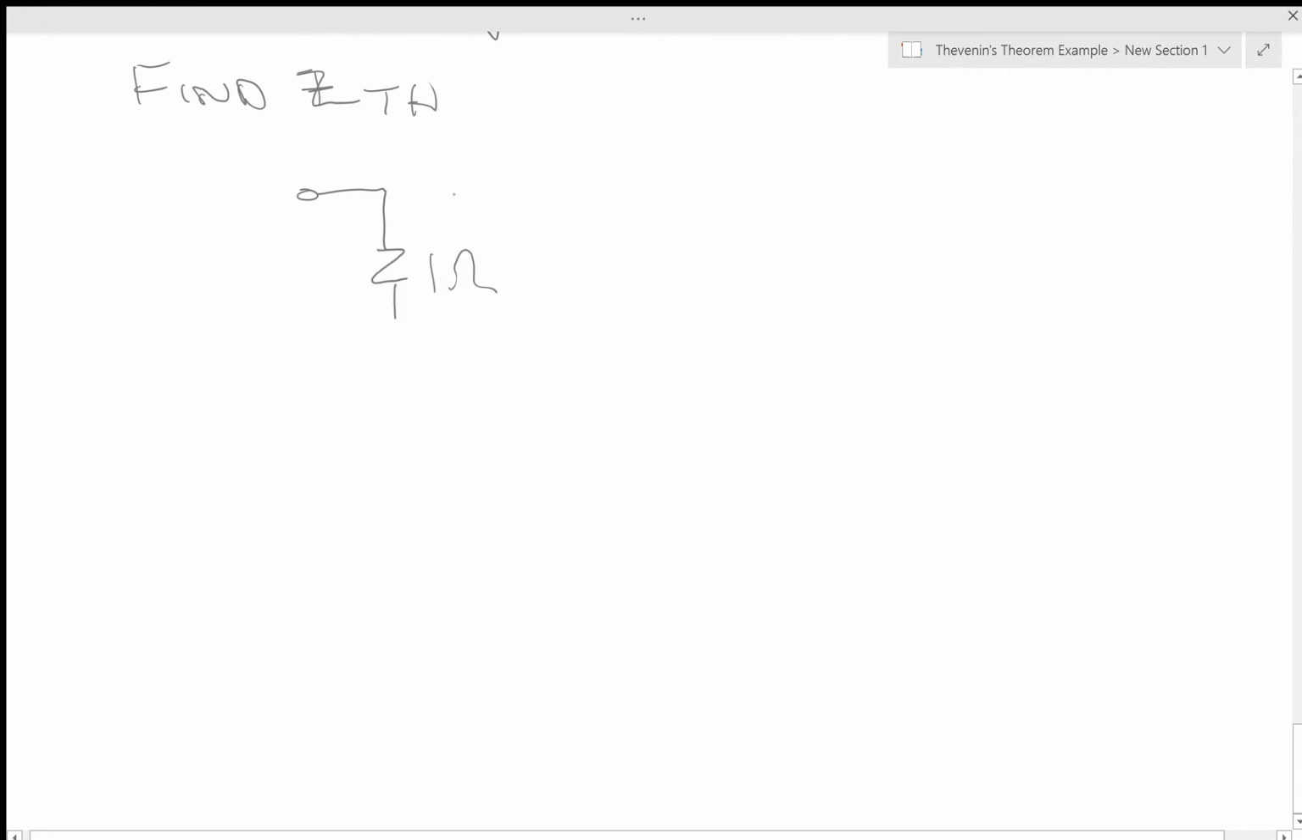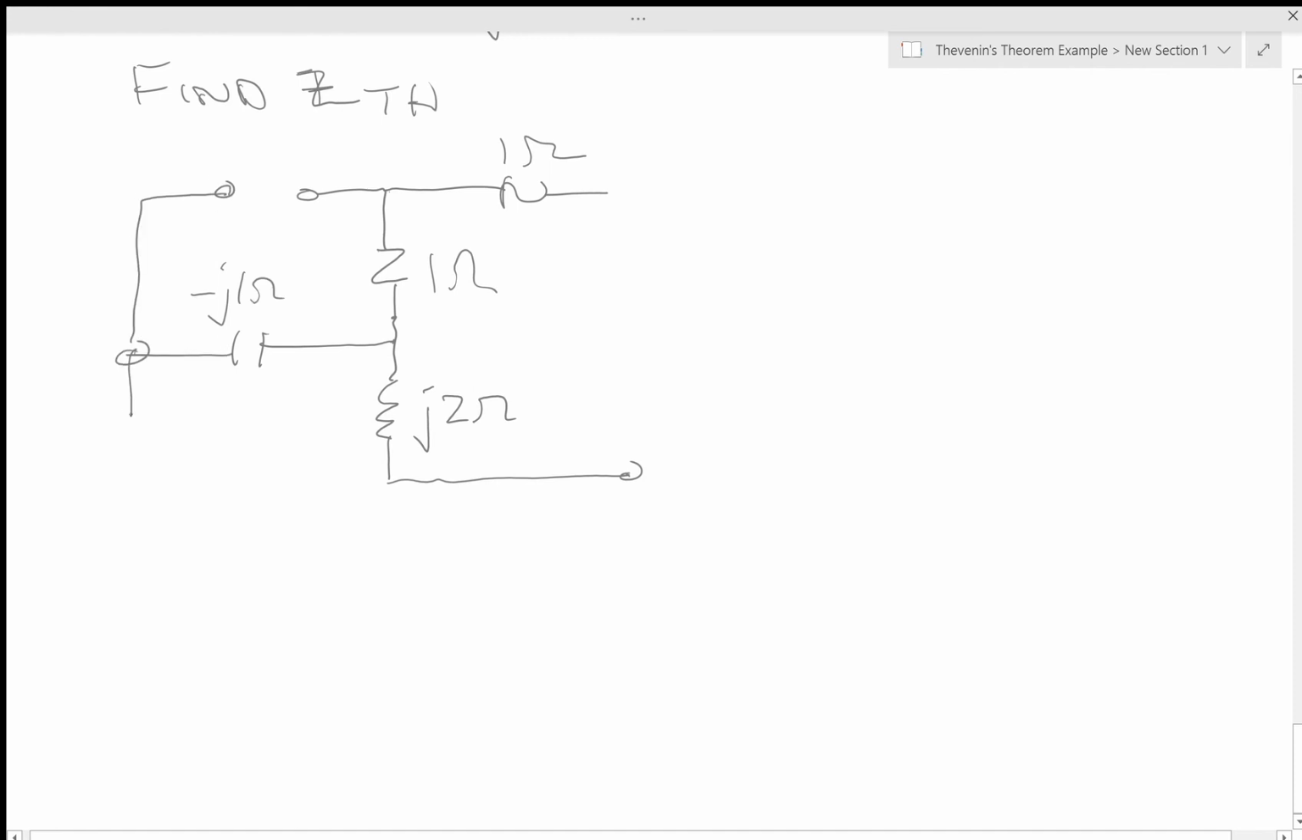Here's my 1 ohm resistor. Here's a 1 ohm resistor. Here is my J2 ohm inductor. Here's my capacitor. And then I have this current source right here that's open circuited. And I'm looking for VOC, or ZTH, sorry, ZTH. So I'm looking for ZTH.